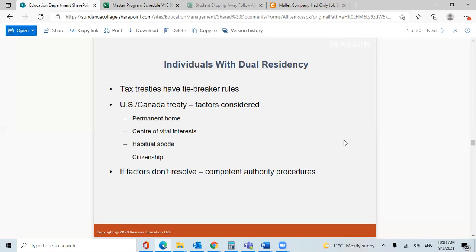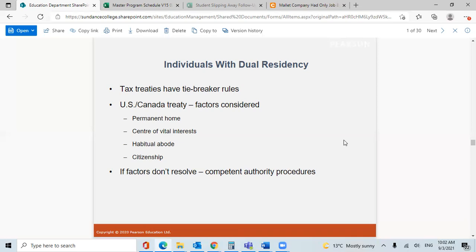You're following this order. If the permanent home cannot be a deciding factor, then you move on to the center of vital interests, which means that if this person has permanent homes in both countries or neither, then you look to the country in which the individual's personal and economic relations are greatest. Such relations are virtually identical to ties. So after we take a look at homes, then we take a look at the center of vital interests, to see if the personal or economic relations are stronger in which country. Then we decide this person is a resident of that country.